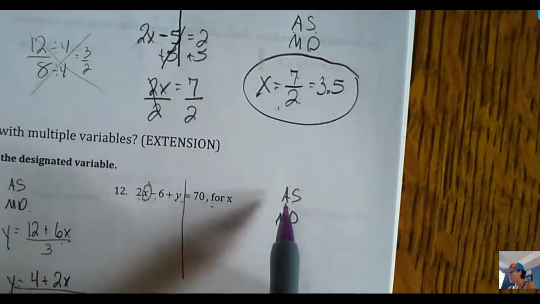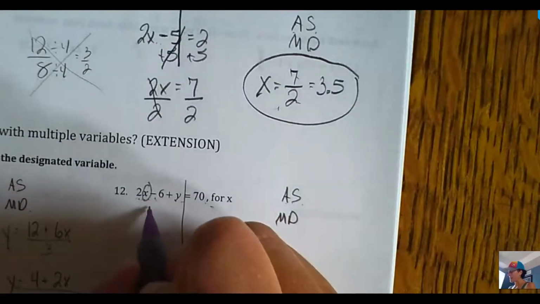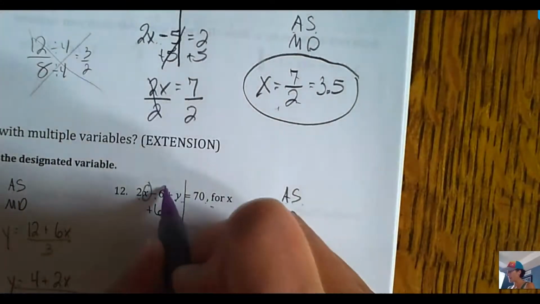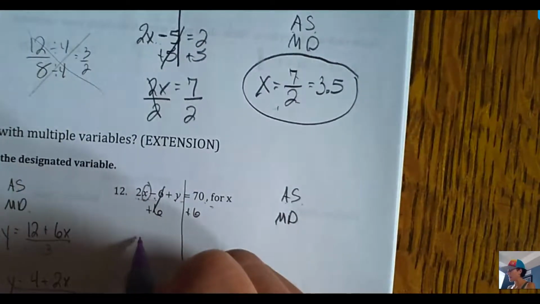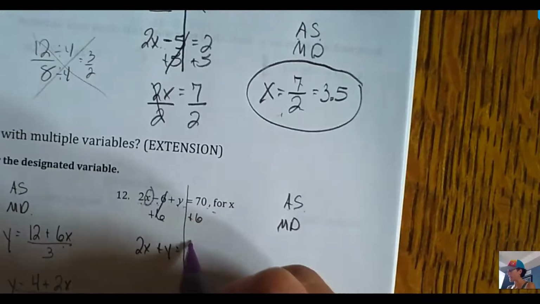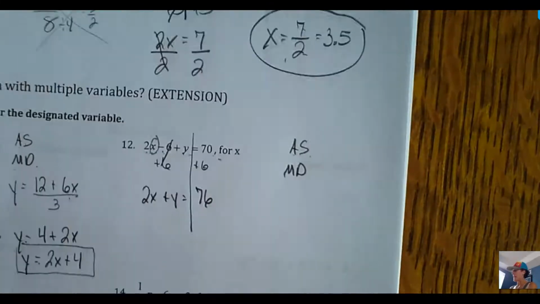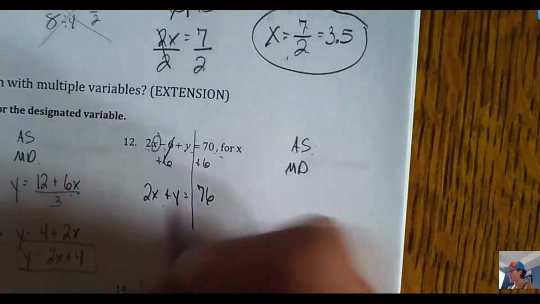So when I move the addition, subtraction, it really probably doesn't matter which one you move first, but I'm going to move the 6, so I'm going to add 6 since they subtracted 6, and add 6. Now these are like terms, so I can combine those. So on the left side I have 2x plus y, and now I add those and I get 76. And now to get x alone, I still have some addition, subtraction to move. They added y, we'll subtract y.